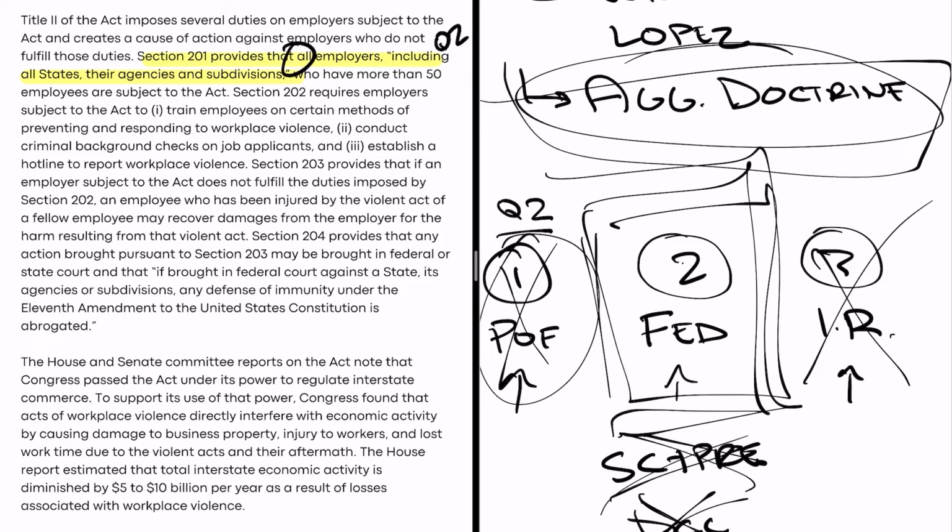So here we're seeing that the Congressional Act, under Section 201, is providing that all employers, including the states, who have 50 or more employees are subject to this act. So we're going to be thinking to ourselves, okay, is this rising to the level of commanding the states? Is the federal government commanding state action here?